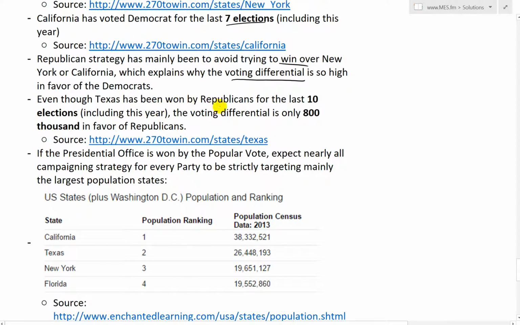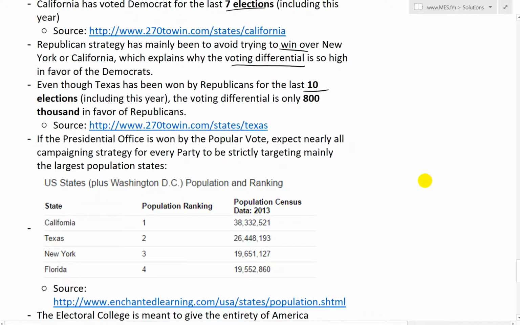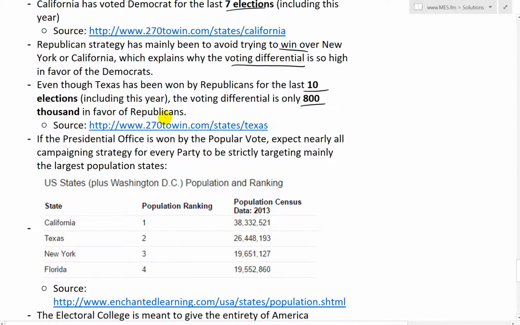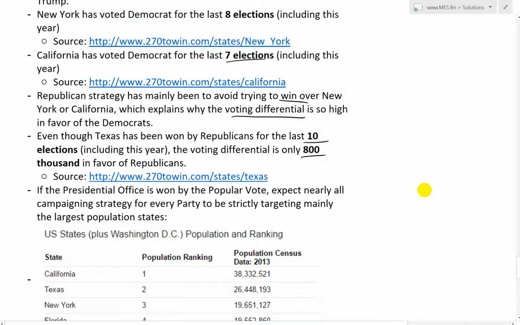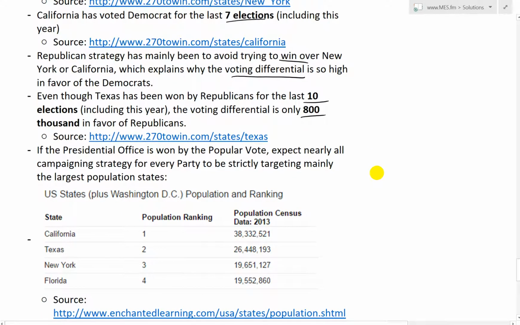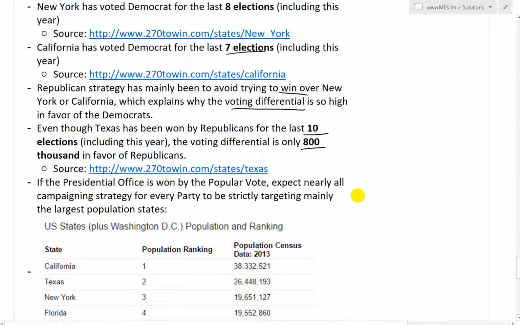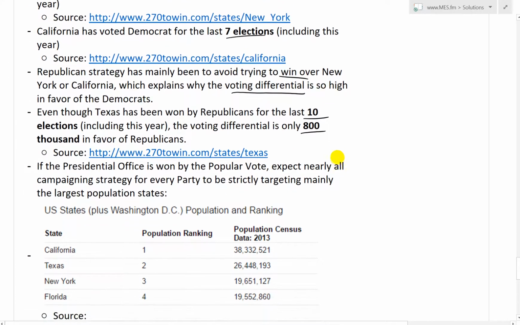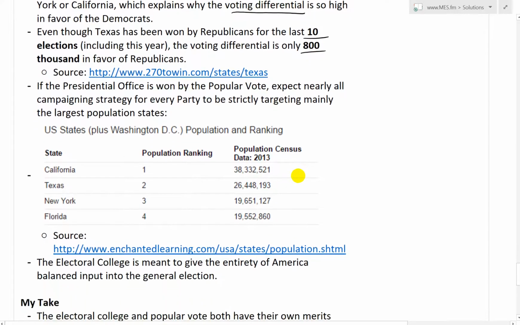Even though Republicans have won Texas for the last 10 elections, so even more lopsided than New York and California, which is interesting, and that's including this year, the voting differential is only 800,000 in favor of Republicans. So even in Texas, where mainly Republicans win, they're still not voting as much towards Republicans as New York and California vote for Democrats, which is quite interesting as well.